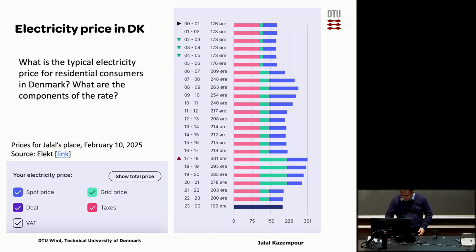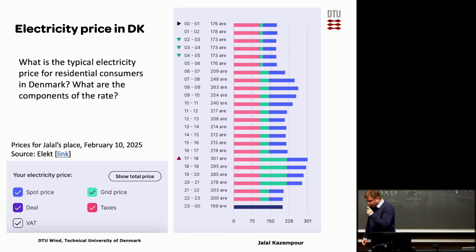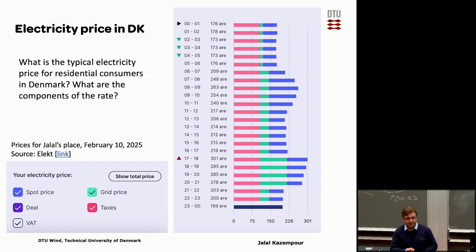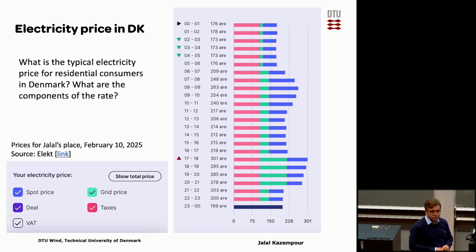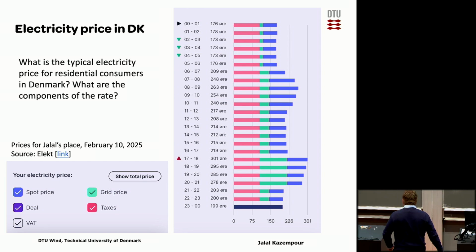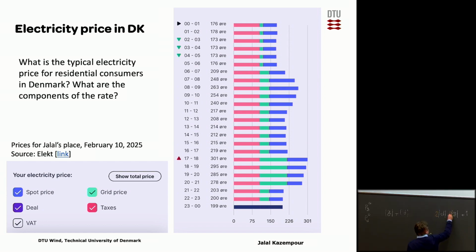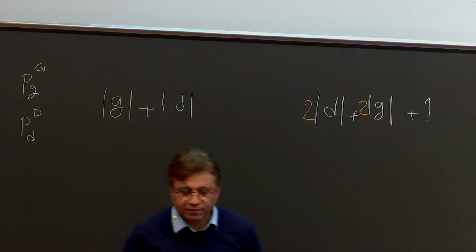I'd like to say 2 more things, and then we have a Kahoot. Yes? Lower limits and upper limits. Oh, yes, thank you for telling that. So 2D plus 2G plus 1. Thank you.